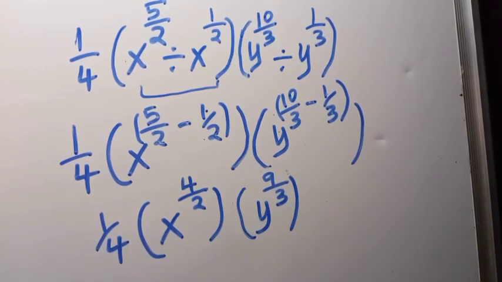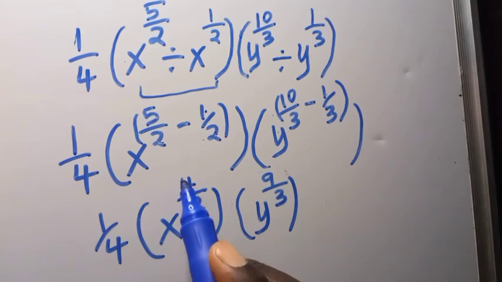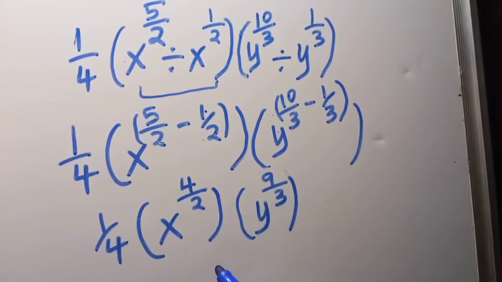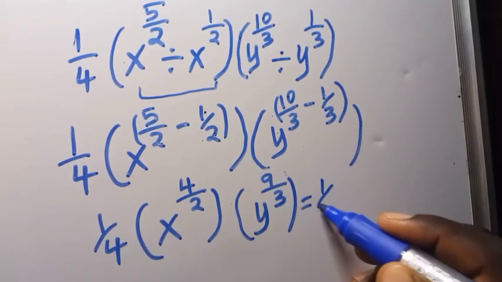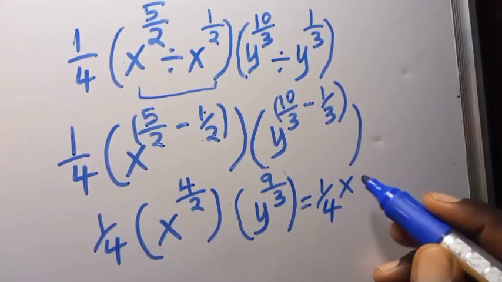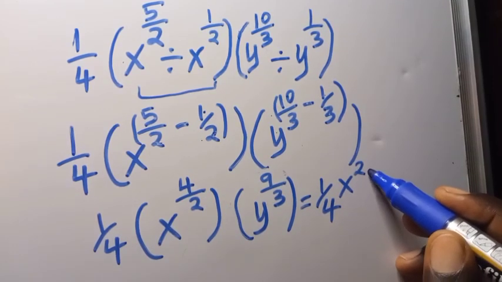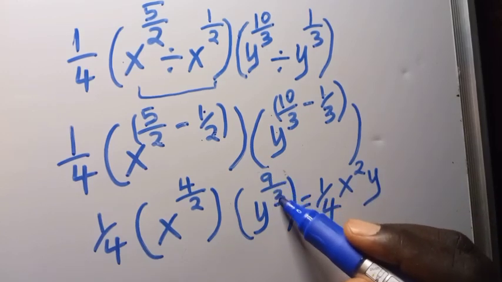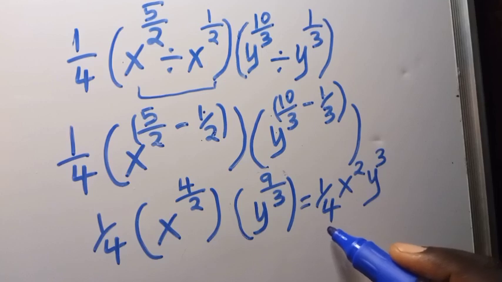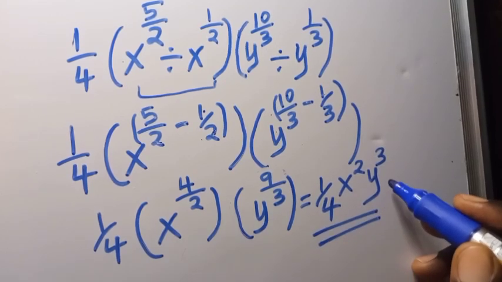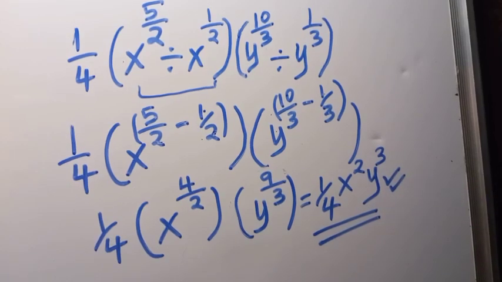Now, from there, we can simplify further. That is the power of x and the power of y, so that we can have a quarter, x raised to 4/2. If you simplify, you get 2. Then y raised to 9/3. 9 divided by 3 is 3. And therefore, what we obtain in simplifying that expression is a quarter x squared y cubed. That is the answer that we obtain.